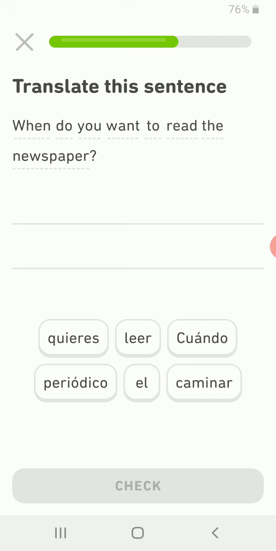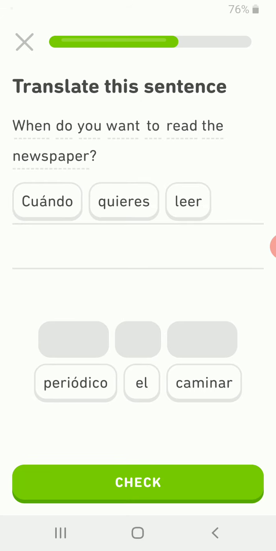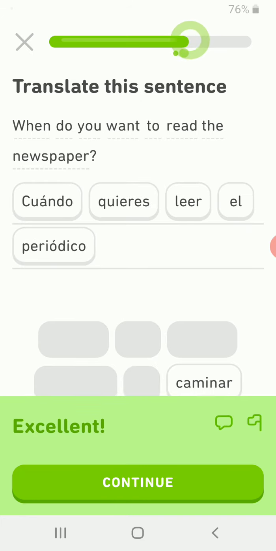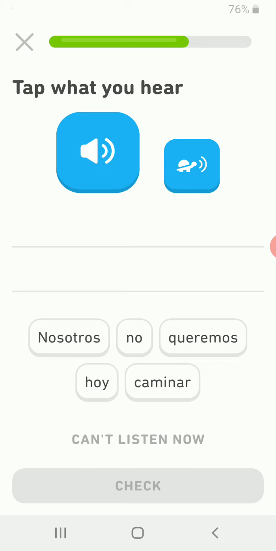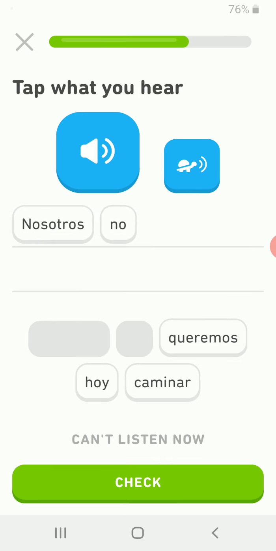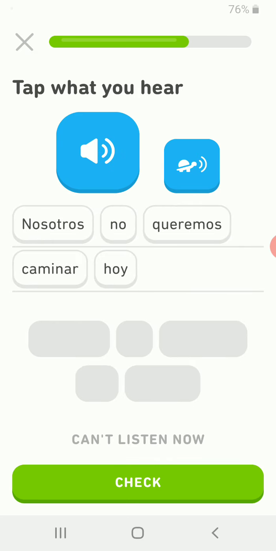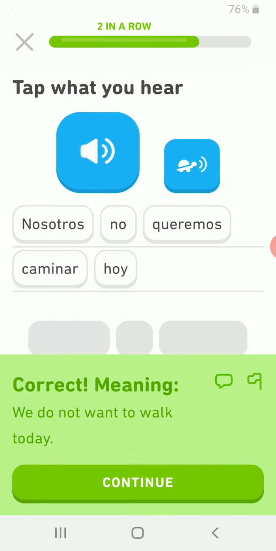So when do you want to read the newspaper? ¿Cuándo quieres leer el periódico? Nosotros no queremos caminar hoy. So we don't want to walk today.